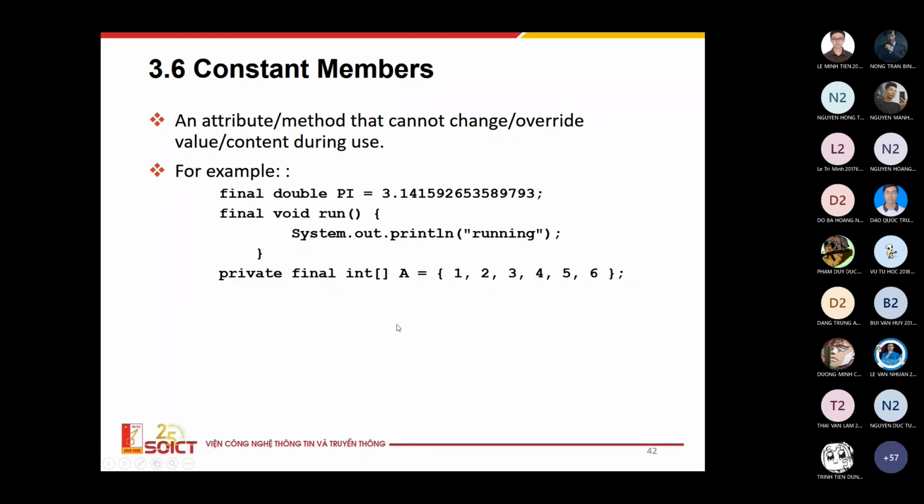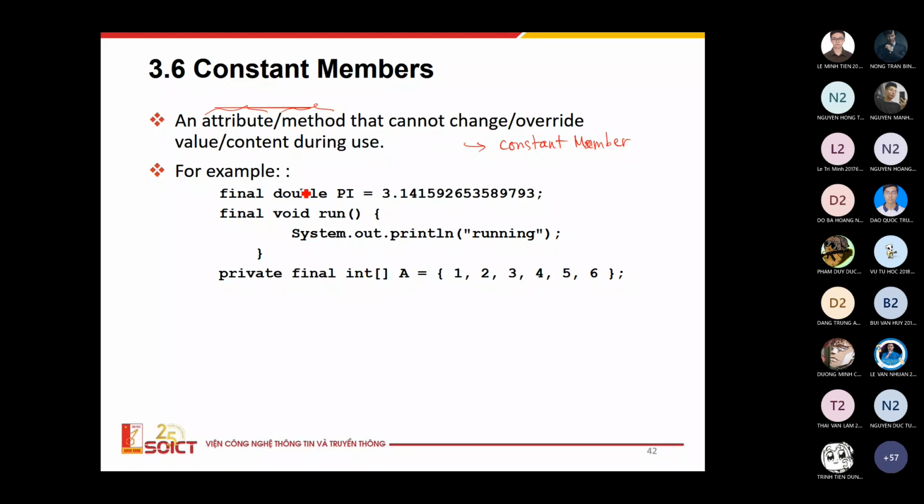And we have this slide to talk about the constant member in a program. For example, you can have some attribute or some method which cannot change or override during use. So you can declare it as the constant member of the class. Các cái thành viên của lớp thì gồm có là thuộc tính và phương thức. Những cái thành phần nào mà không thay đổi giá trị hoặc là nội dung trong quá trình sử dụng thì được định nghĩa thành các cái thành phần hằng của cái lớp đấy.